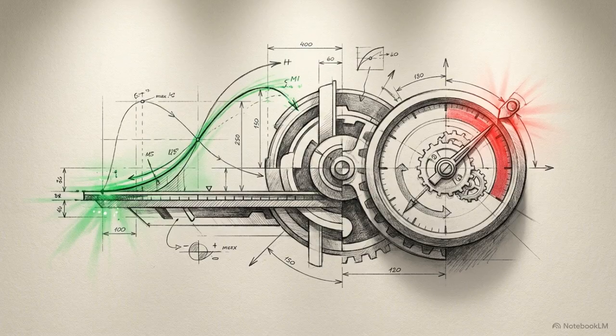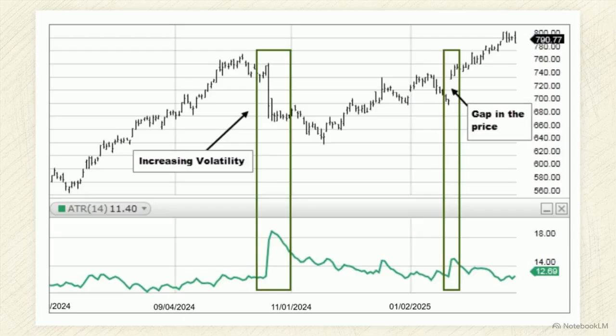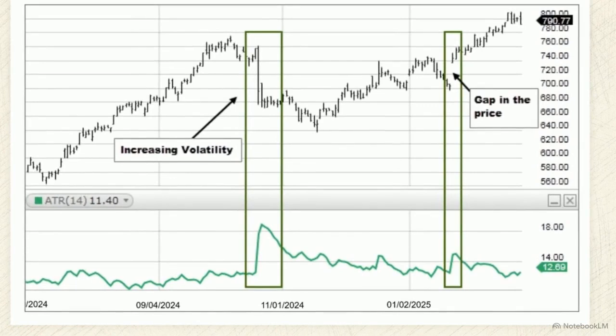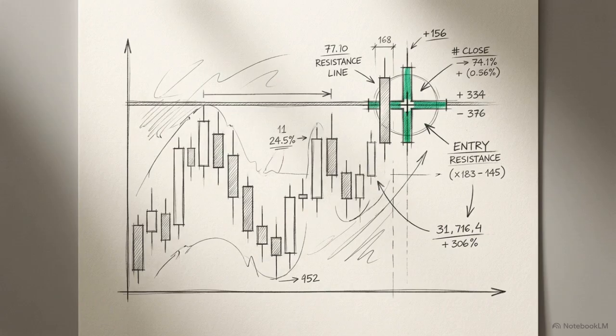To verify the move, you must check the ATR indicator the exact moment the price breaks the boundary. Focus on the first green box labeled Increasing Volatility, where the ATR line spikes sharply upward. This is your filter. If price breaks out but ATR stays flat, avoid the trade. If ATR spikes, the move is supported by actual momentum. Once you have confirmation, you can enter the trade without needing to chase the initial spike.